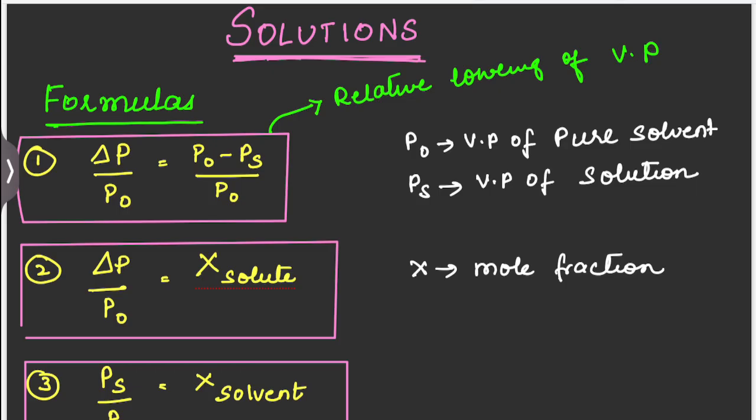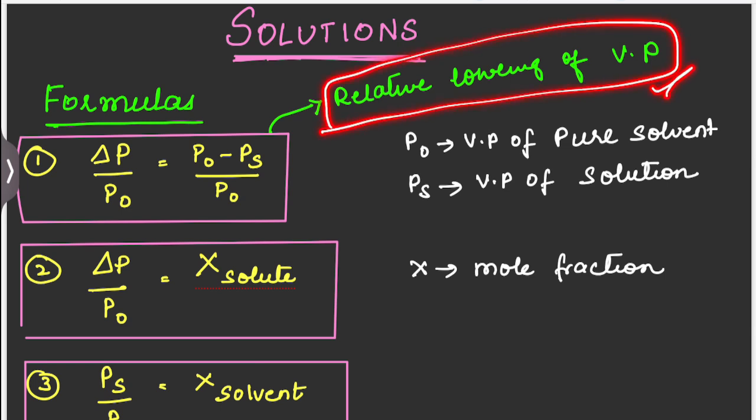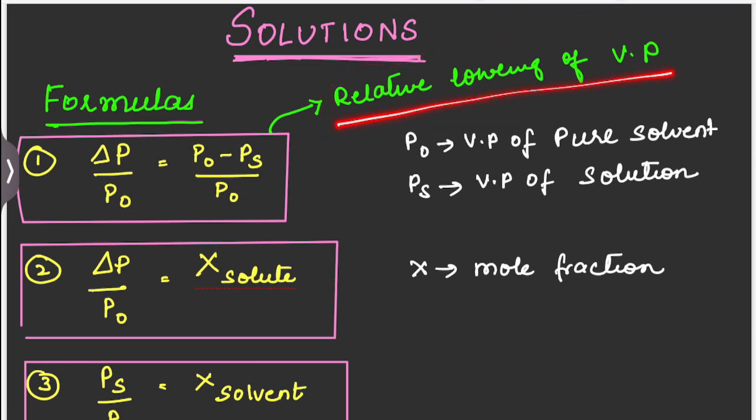So let us see the first formula. The first formula is delta P divided by P naught is equal to P naught minus PS by P naught. So what is P naught? P naught is called as vapor pressure of solvent. PS is called as vapor pressure of the solution. So here P naught minus PS by P naught is called as relative lowering of vapor pressure, which is one of the colligative property.